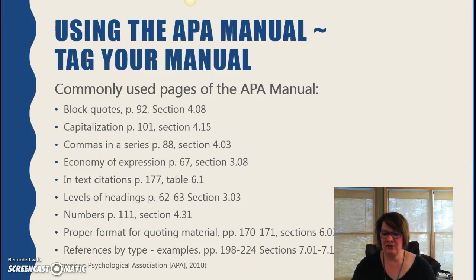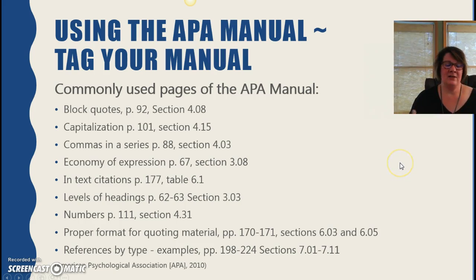So as I've shared with you before, actually tagging your APA manual is really helpful. So I want to strongly encourage you to do so, and these are the most commonly used pages in the APA manual. If you don't want to tag all these pages, the key pages to tag that will help you out the most are actually pages 177 and then also 198 through 224, and that's kind of a long section, but the thing is it has all the different types of examples for your reference list, so it's very valuable.